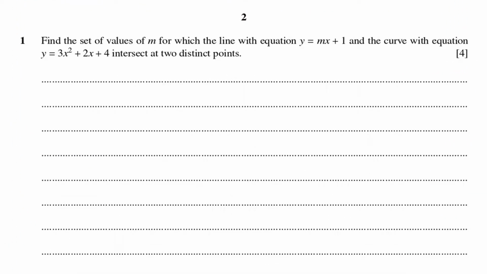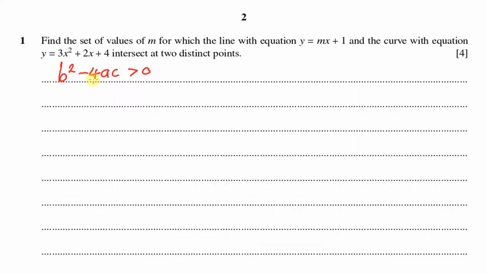Question number 1. Find the set of values of m for which the line with the equation y is equal to mx plus 1 and the curve with the equation y is equal to 3x squared plus 2x plus 4 intersect at two distinct points. So right here, we're talking about intersection of a curve and a line. And if a curve and a line intersect at two distinct points, it means that the discriminant b squared minus 4ac should be greater than 0.